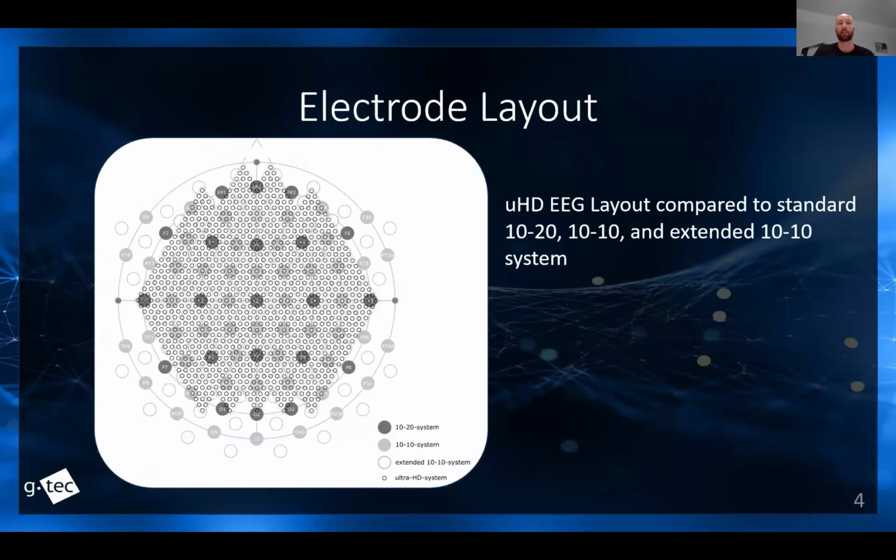If you compare the layout of the Pangolin system with standard systems, you get something like that. If we cover the scalp with 64 Pangolin grids, we get this setup compared to the 10-10 or the extended 10-10 system we have here. Of course, a very large improvement of the spatial density of sensors.